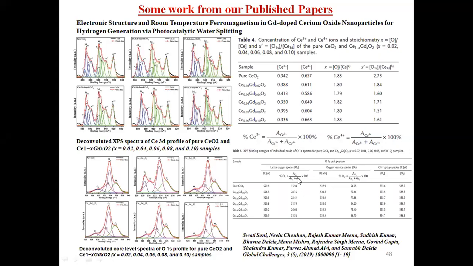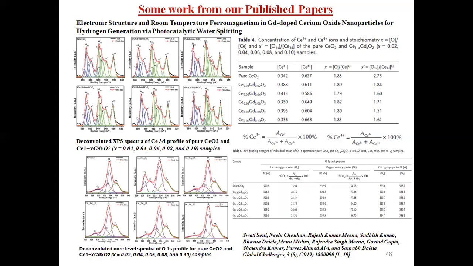So we have taken out the percentage of oxygen lattice, we have taken out the percentage of oxygen vacancies, and at which energy value the OH group species are available, that we have calculated. And all these results are finally related to the room temperature ferromagnetic properties of these samples, as well as they are also explaining the photocatalytic water splitting properties of the material.